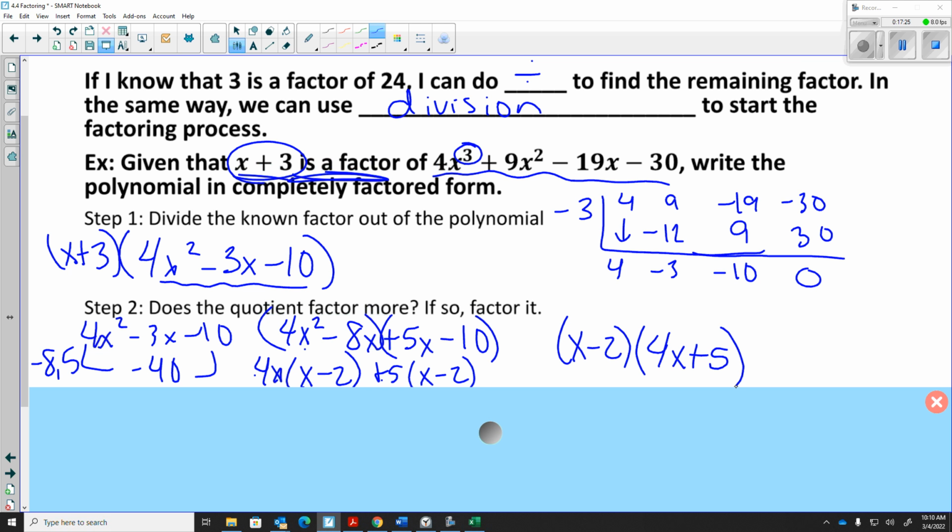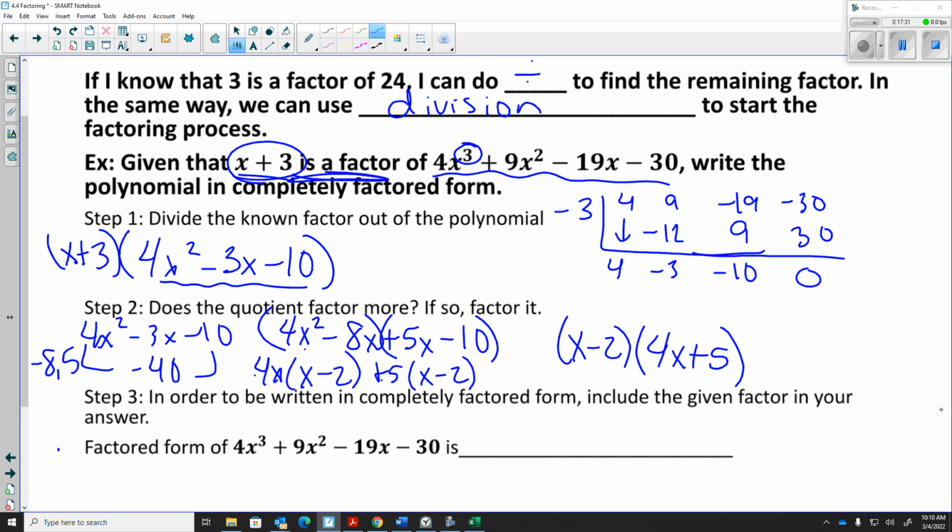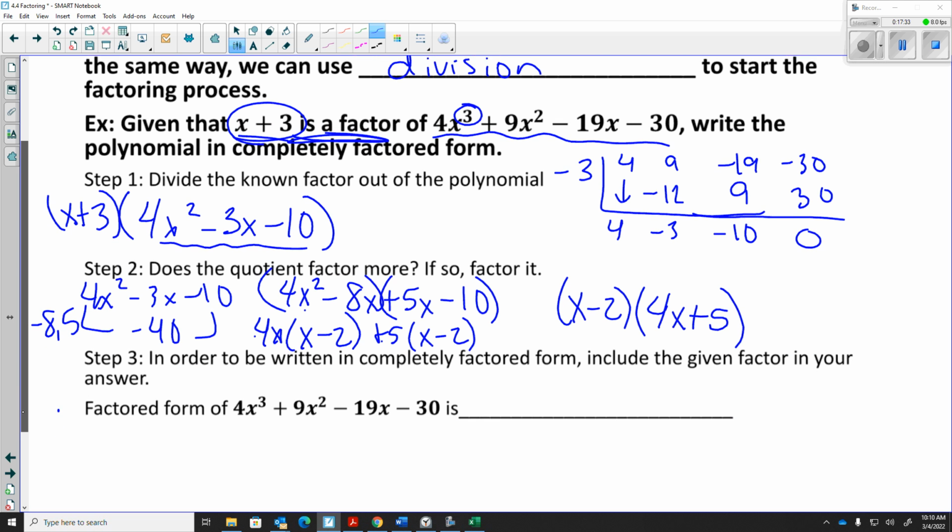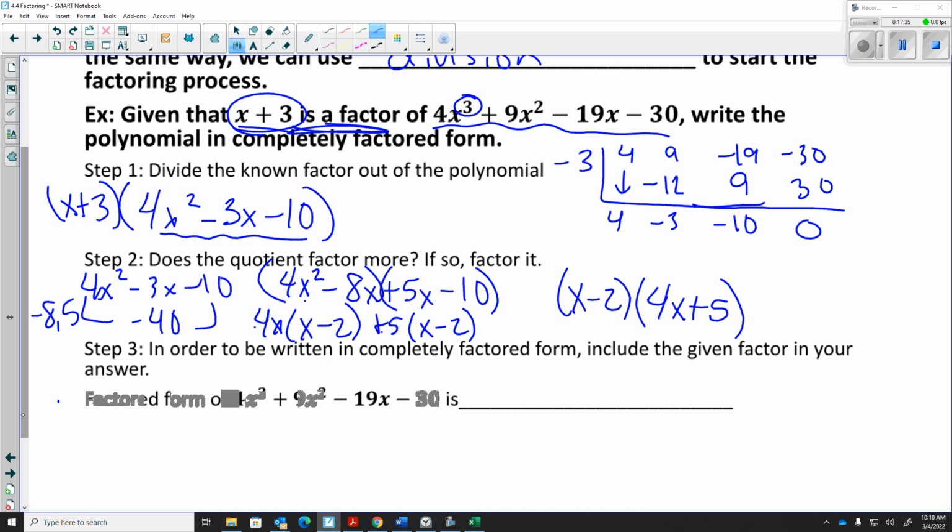You guys tracking with me? So far, so good? All right. So now we got to put it all together, but we need to include the given factor, right? Because this thing is not the factored form of the polynomial that we started with. This is just the factored form of what was left over. So what is the final factored form?